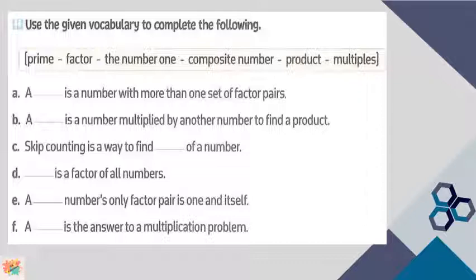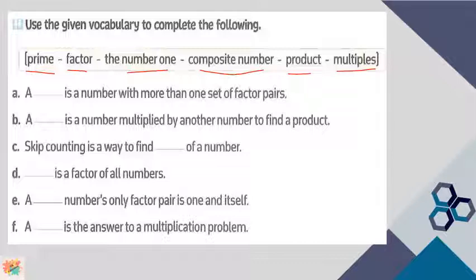Okay, now here you have complete, like the question of complete, you have some words that you learned on the lesson 5, 6, 7, 8, and 9. We want to make it complete. You have here some word, prime, factor, the number one, composite number, product, and multiples. Okay, we want to complete.